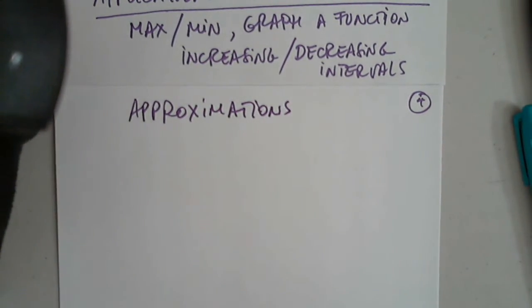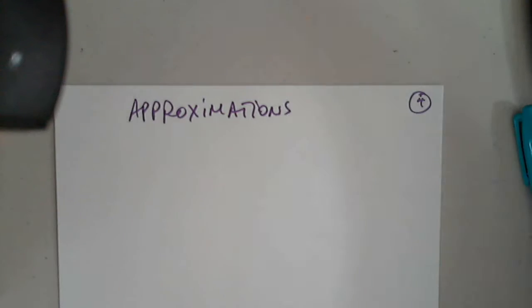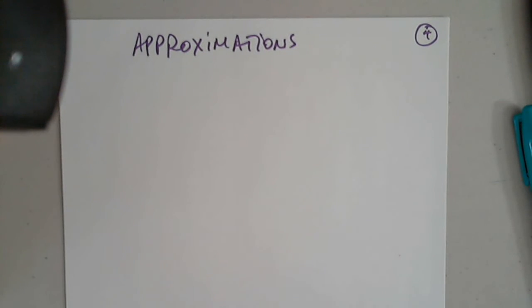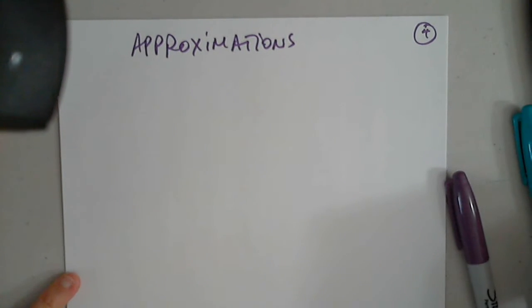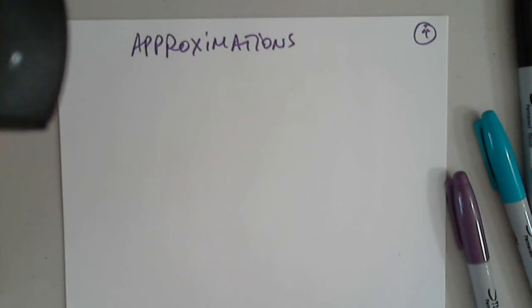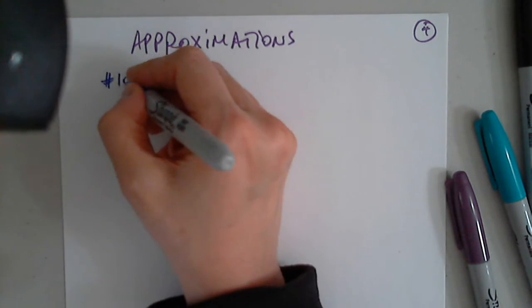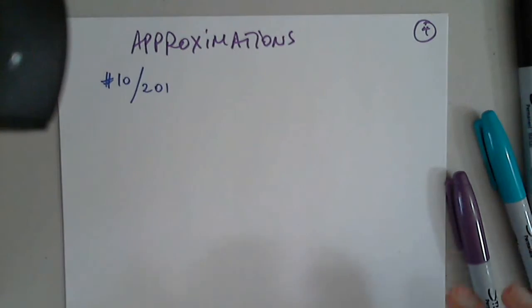In order to ease into the topic, I'm going to select a simple function and discuss increasing, decreasing, and critical numbers first. So you can say, what is a critical number and what are you talking about? True. I'm going to choose a function. Let's say problem 10 on page 201.